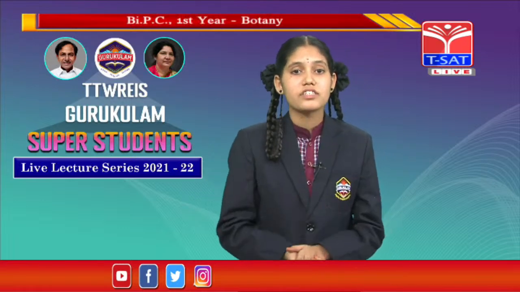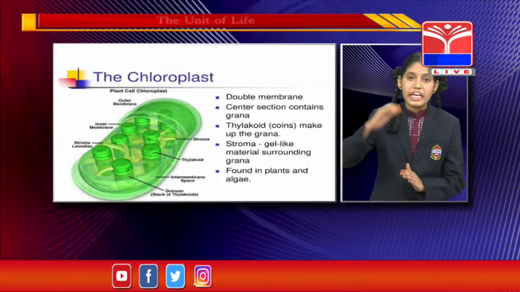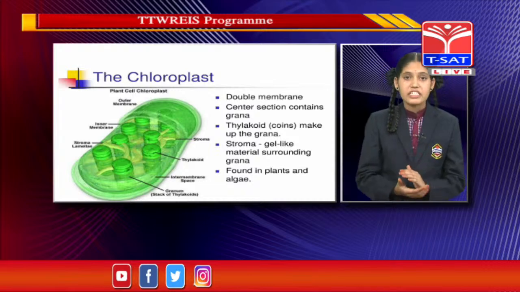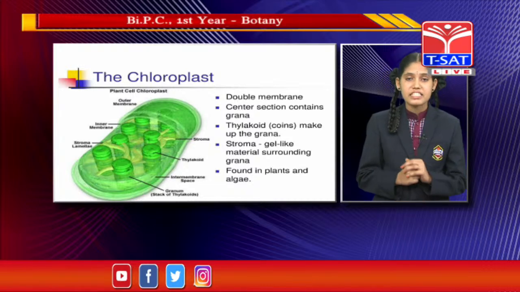The chloroplast is used in photosynthesis. It takes the sun's energy and produces chemical energy. It is present in plants and algae.